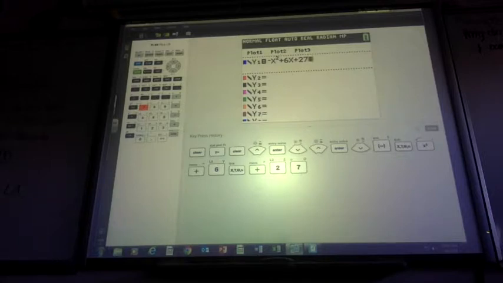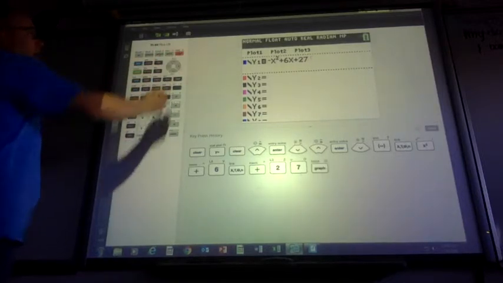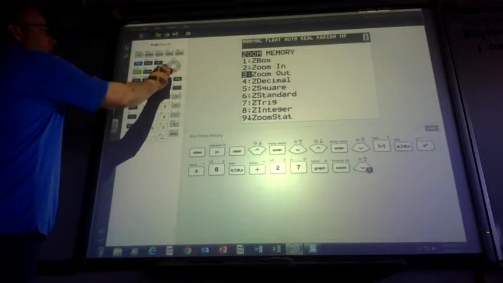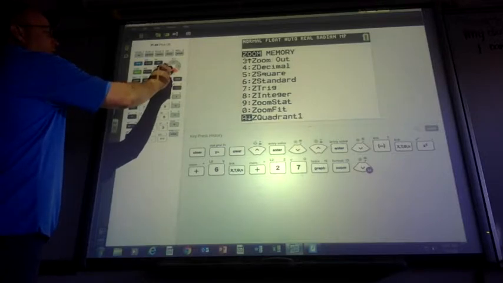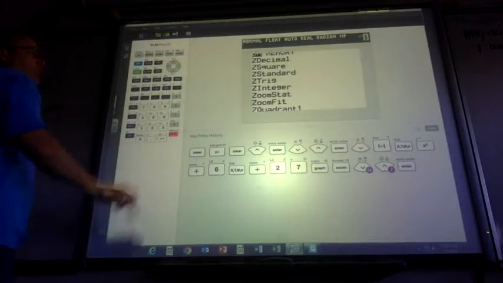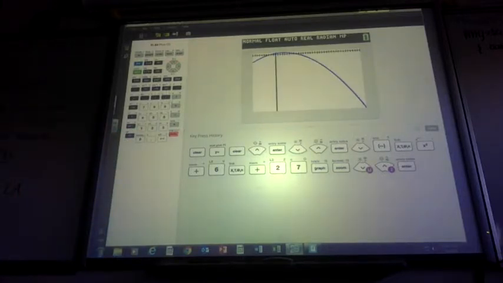Now, if I just hit graph right now, I have no idea what this graph's going to look like. I can barely see anything. My window's all out of whack. So if your window's out of whack, hit zoom, and then go to zoom fit. You have to use arrows, hit enter, and it's going to change your window a little bit. You're going to see a little bit more. Each calculator is going to be a little bit different, but that's okay.